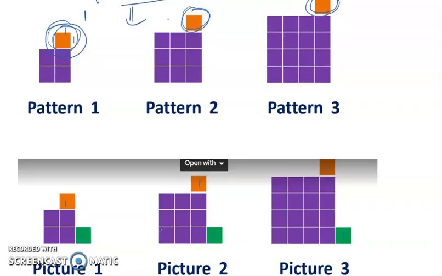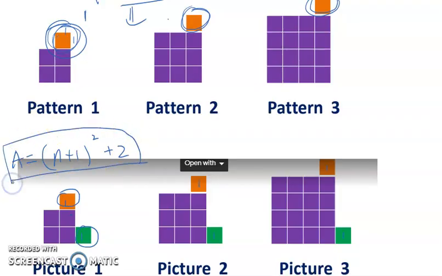And we know the area of all that will be n plus 1 squared. And I have one unit squared and another unit square. So in total, I have 2 units squared for each pattern that doesn't change. So therefore, I can say the area will be equal to (n plus 1) whole thing squared plus 2.